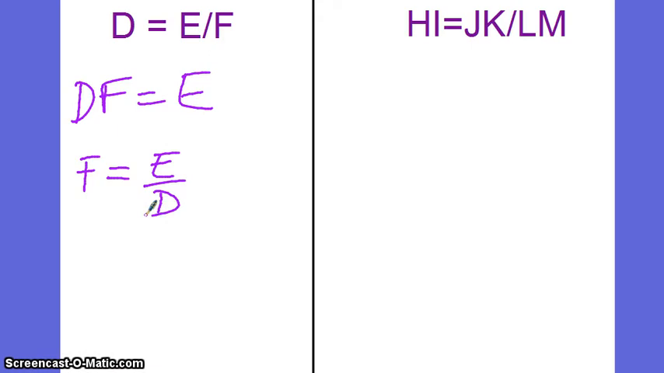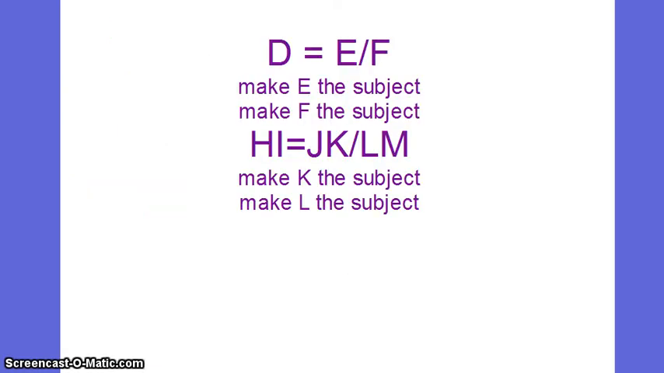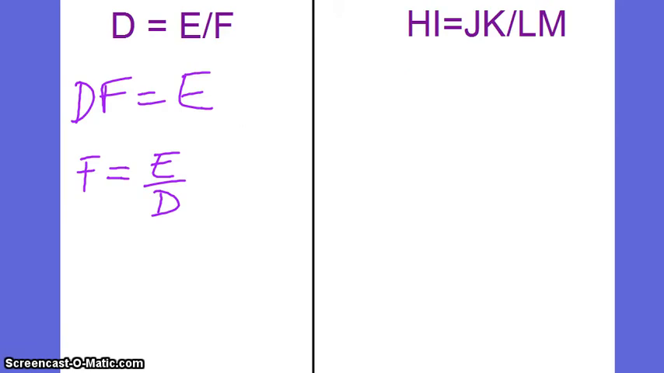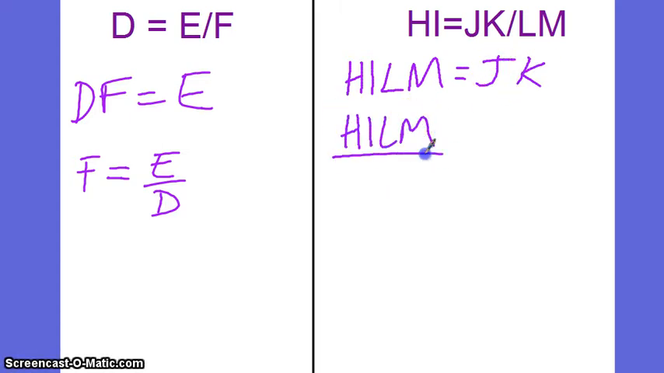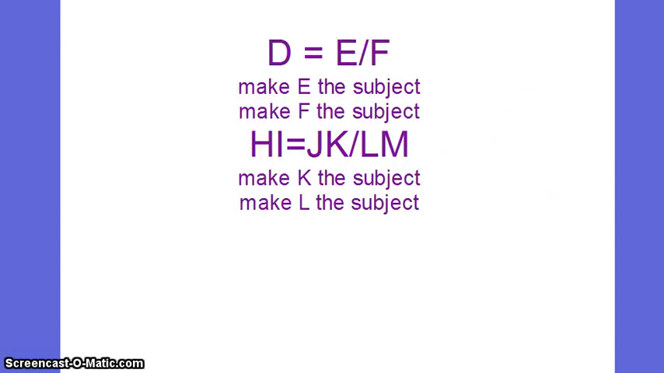Here we were looking at K and M, K and L. So to get K on its own, first thing, we're going to do it in 2 steps. We're going to times both sides by LM. If you're happy with doing it in steps, that's fine. And then to get K on its own, we're going to bring the J down. So you're going to get HILM over J equals K. That was the first one.